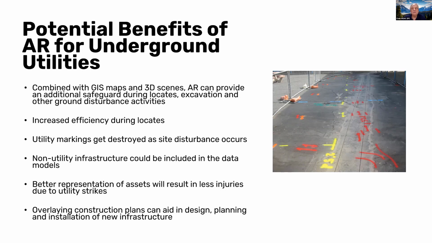Some of the potential benefits of AR for underground utilities. Combined with GIS maps and 3D scenes, AR can provide an additional safeguard during locates, excavation, and other ground disturbance activities. Increased efficiency during locates. Utility markings get destroyed at site disturbances, as we know. Non-utility infrastructure can be included in the data, like I mentioned before, thrust blocks or footings. Better representation of assets will result in fewer injuries and fewer utility strikes. Overlaying construction plans can aid in design, planning, and installation of new infrastructure.